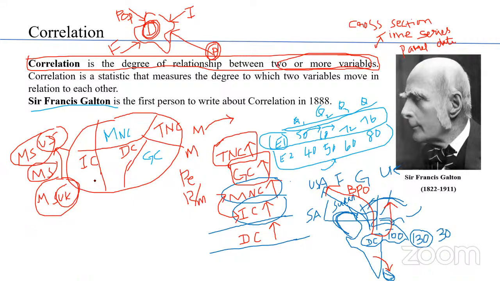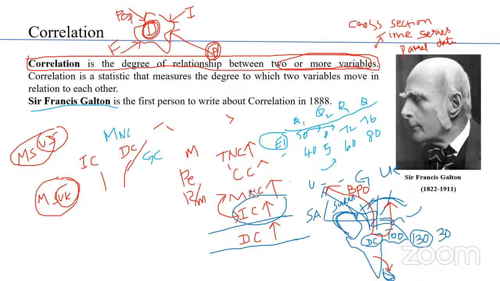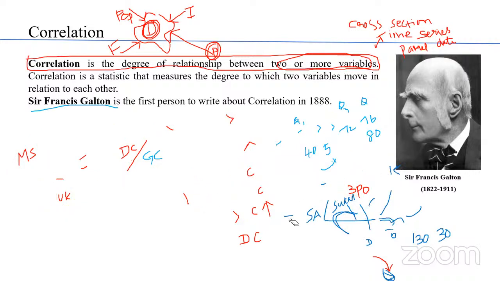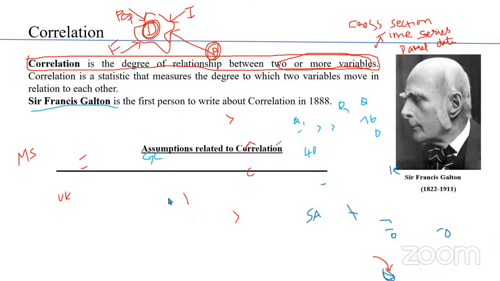So I spent some time to tell about this, because most people feel panel data is about data, that all data is something related. But there is a minor difference when you go in depth. Okay, so now coming to the correlation thing.